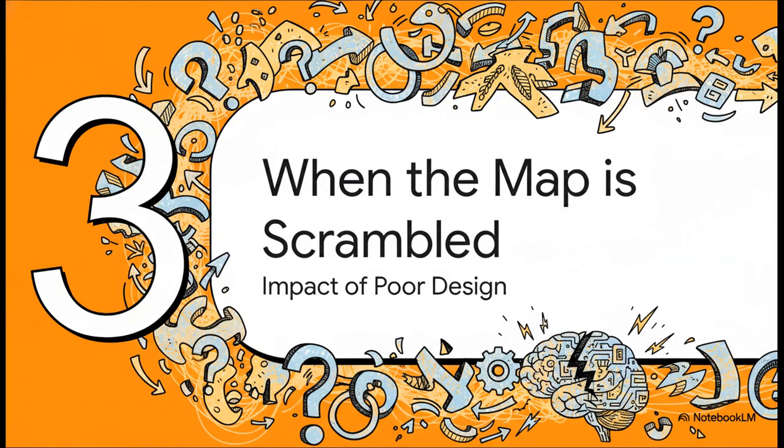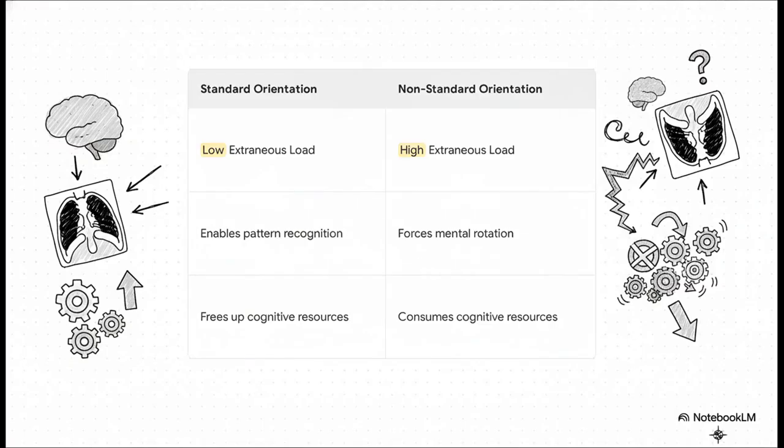So what happens when you smash these two ideas together? You've got this universal map of the body on one hand, and this concept of unnecessary, brain-draining extraneous load on the other. This is really the heart of the matter. When a CT scan is shown in that standard, agreed-upon orientation, the extraneous load is super low. The radiologist's brain can just get to work on the hard part, the important part, making the diagnosis.